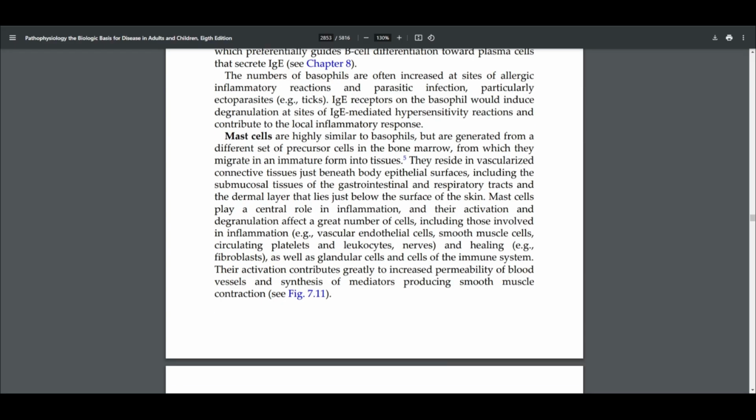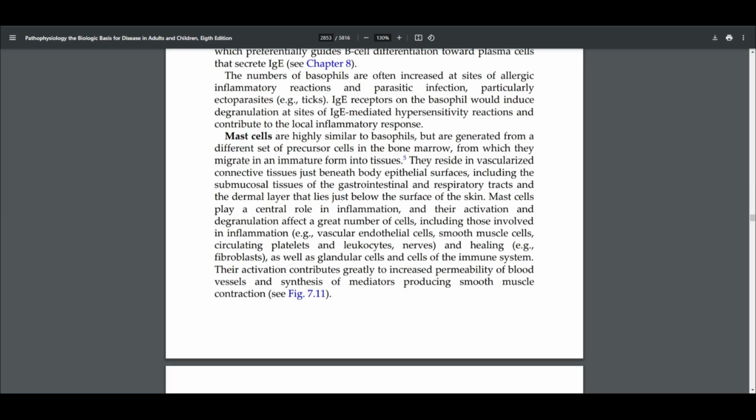Mast cells are highly similar to basophils, but are generated from a different set of precursor cells in the bone marrow, from which they migrate in an immature form into tissue. They reside in vascularized connective tissue just beneath body epithelial surfaces, including the submucosal tissues of the GI tract and respiratory tract, and the dermal layer that lies just below the surface of the skin.